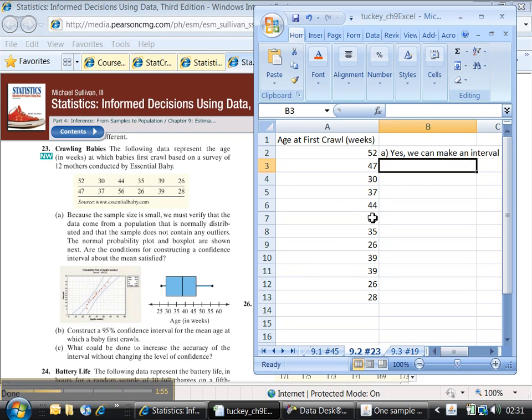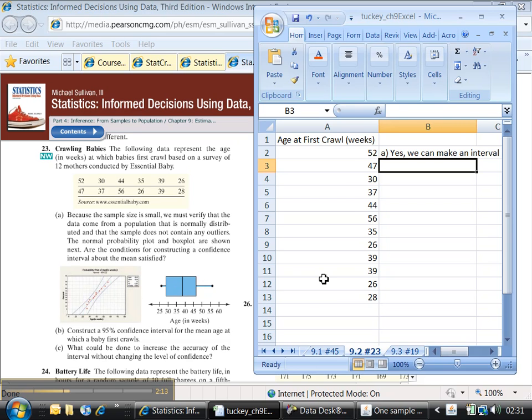We have to know that with a small sample. If it's a large sample, then we don't care. Or if they tell us it's a small sample, but then they tell us somewhere that it's normal, then that's fine too. But if they don't tell you it's normal, then they got to prove to you that it's normal down here with this picture with no outliers.